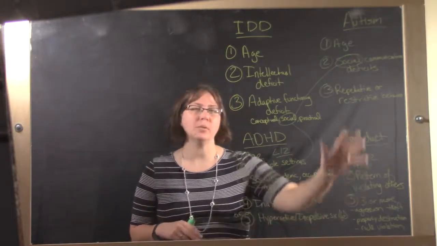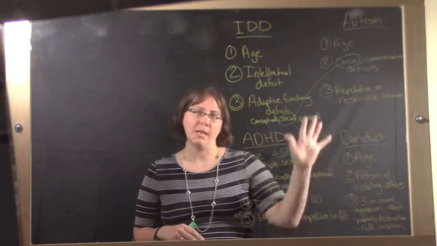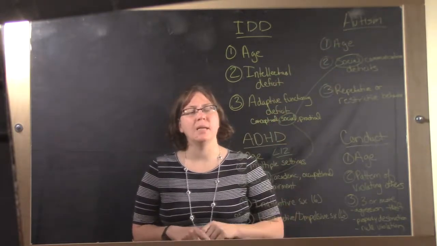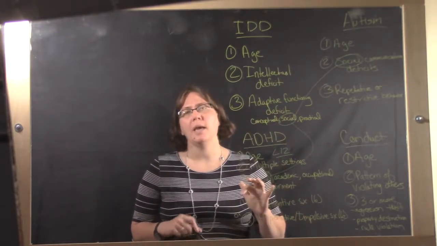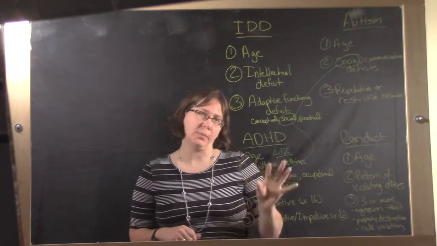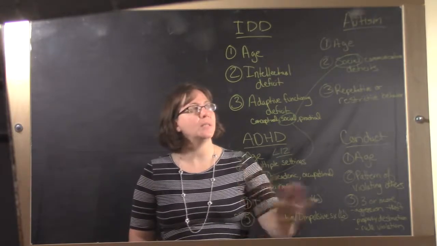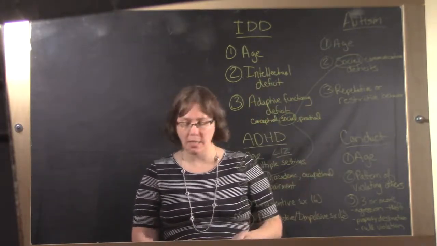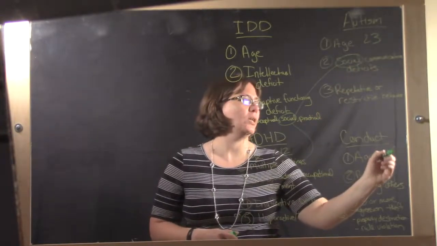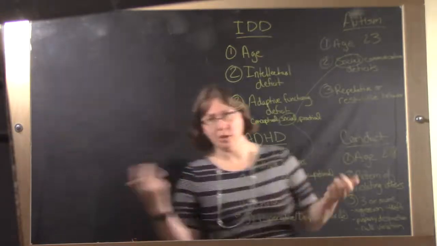So conduct disorder is really different from the other 3 in that it's about violating other people's rights, whereas with IDD, autism, and ADHD, we're really looking at how they're functioning and what kinds of impairments they're experiencing in terms of how we separate these 3 from each other. But again, as you can see, age is usually younger for all of them, and so that's why we used to call these disorders disorders of the child, or childhood disorders.